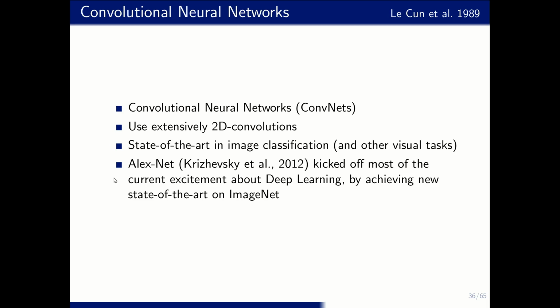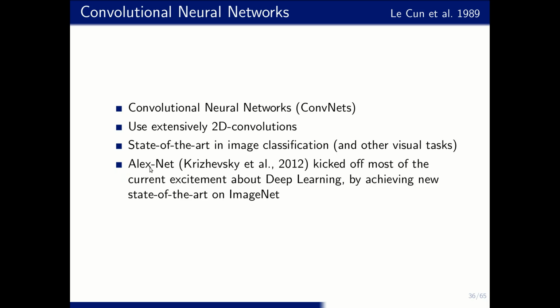So convolutional neural networks have been proposed by Yann LeCun et al. in 1989, and they use extensively 2D convolutions, and they are currently state-of-the-art in image classification and also other tasks. And this actually started really off in 2012 by a paper by Krizhevsky et al., designing AlexNet, a particular type of convolutional neural network, which set new state-of-the-art in image classification.